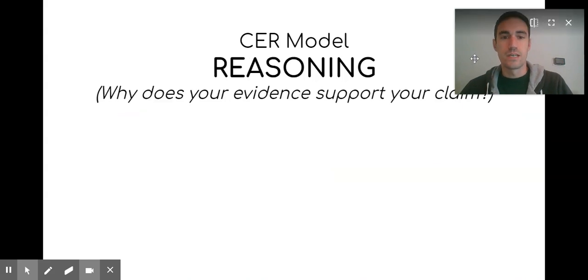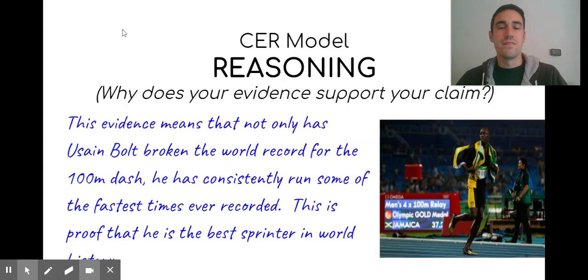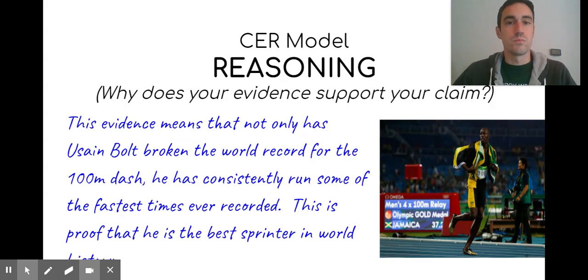Finally, I need my reasoning. And this sometimes is the trickiest part. Why does my evidence support my claim? My reasoning is going to be that this evidence means that not only has Usain Bolt broken the world record for the 100-meter dash, he has consistently run some of the fastest times ever recorded. This is proof that he is the best sprinter in the world, or in world history.